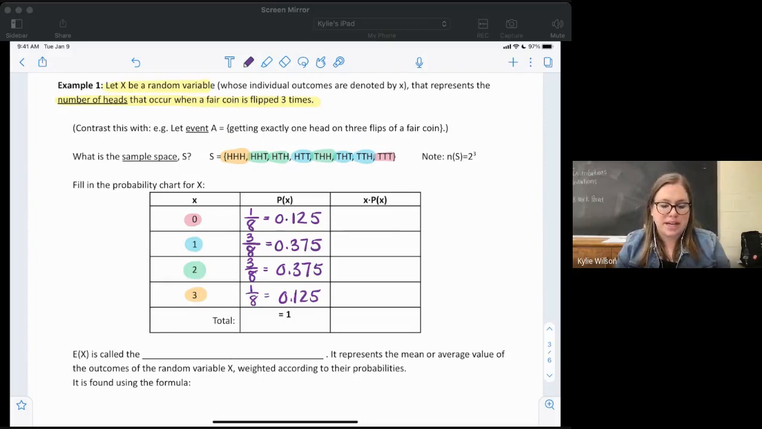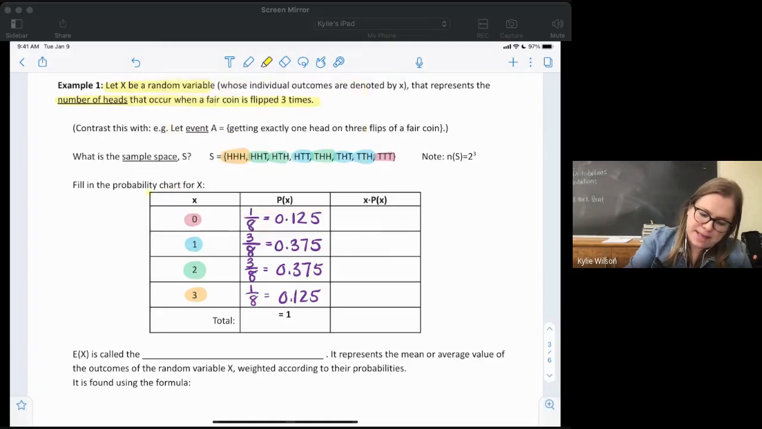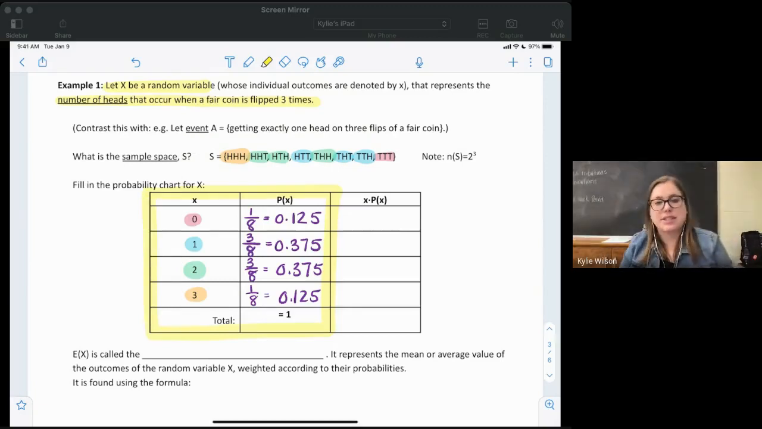So all I'm doing is finding all of our possible probabilities. Now this part here, this chart right here, is your probability distribution. I need your outcomes, what are they, and then your probability of each of those outcomes. That's what that is.